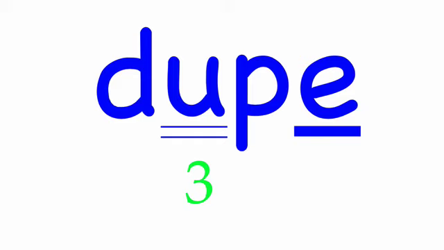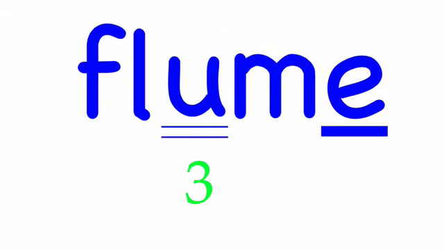Flume. Flume. A flume is a deep, narrow channel with water running through it. Flume. 4 sounds. F, L, U, M. Flume.